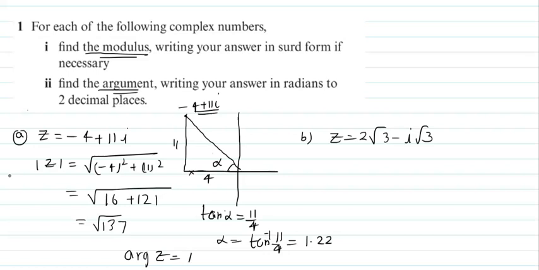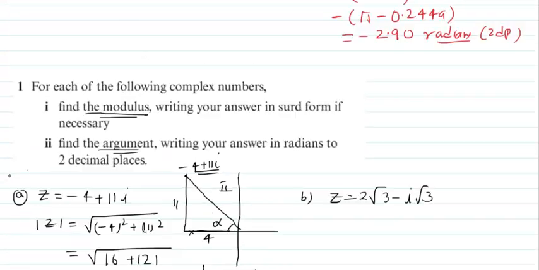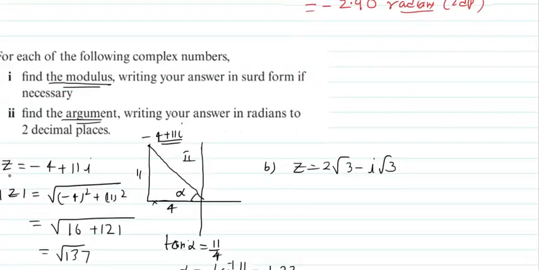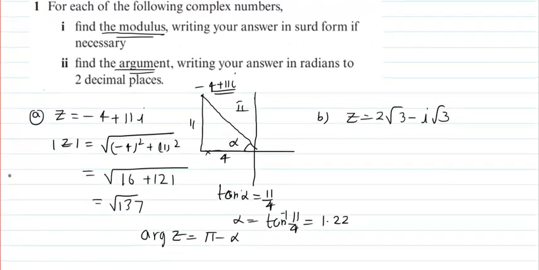Now, for this part, what should be the argument z? Argument z will be pi minus alpha, because we are in the second quadrant. So if you go for the second quadrant, you can see here argument z will be pi minus alpha, right? So let's go back and we can write down here argument z is pi minus alpha. So it should be pi and alpha is 1.22 and you can simplify. So it should be 1.92 radian.